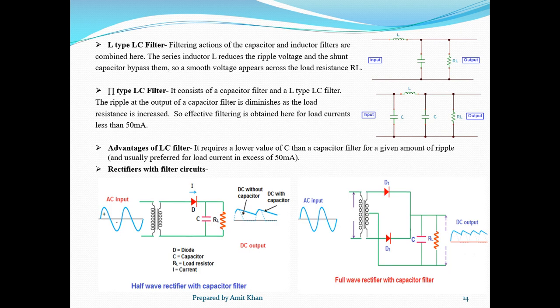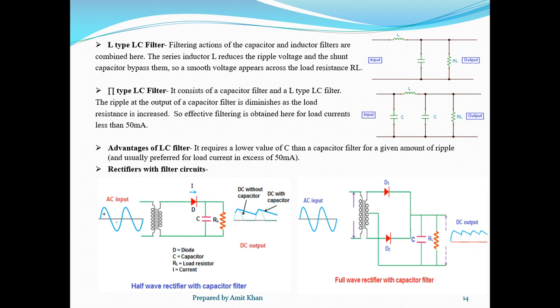Then comes L-type LC filter. The diagram is shown on the right hand side. Filtering actions of the capacitor and inductor filter are combined here. The series inductor L reduces the ripple voltage and the shunt capacitor bypasses them, so a smooth voltage appears across the load resistance RL.